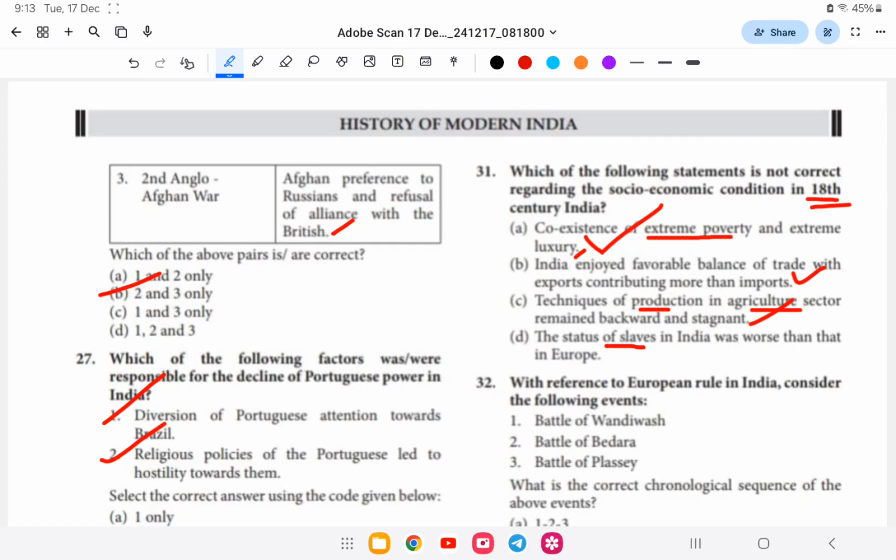The status of slaves in India was worse than that of Europe. This is wrong, because slaves were mostly with the kings, and they were in a very good position as compared to the Europeans. So A, B and C are correct. Only D is not correct. So the answer is D.